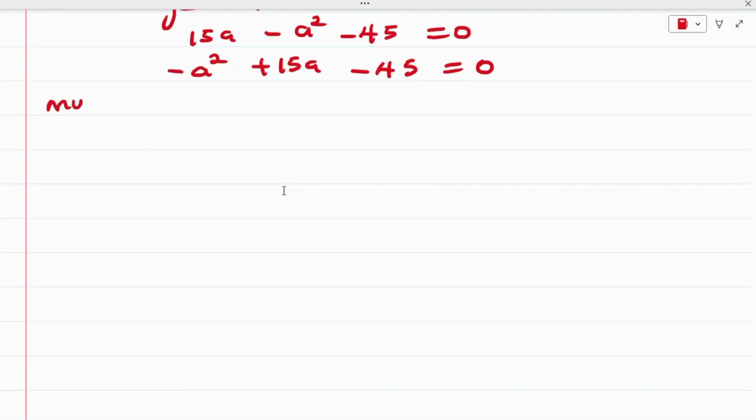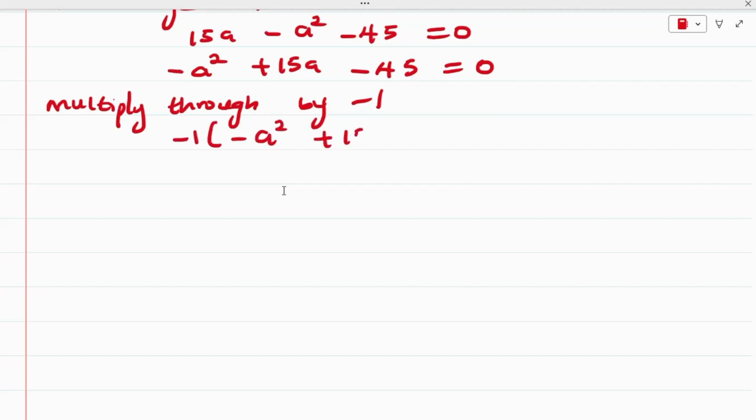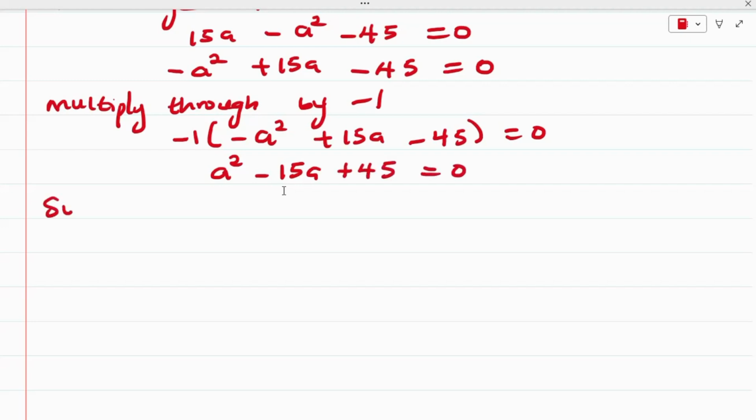So the next thing you want to do is to multiply through by negative 1 to get rid of this negative sign. So this becomes negative 1 multiplying negative a squared plus 15a minus 45, which is equals to 0. So negative 1 multiplying negative a squared will give us a squared. Negative 1 multiply 15a will give us negative 15a, and negative 1 multiply negative 45 will give us plus 45, which is equals to 0. So the next thing you want to do is to solve using the quadratic formula.